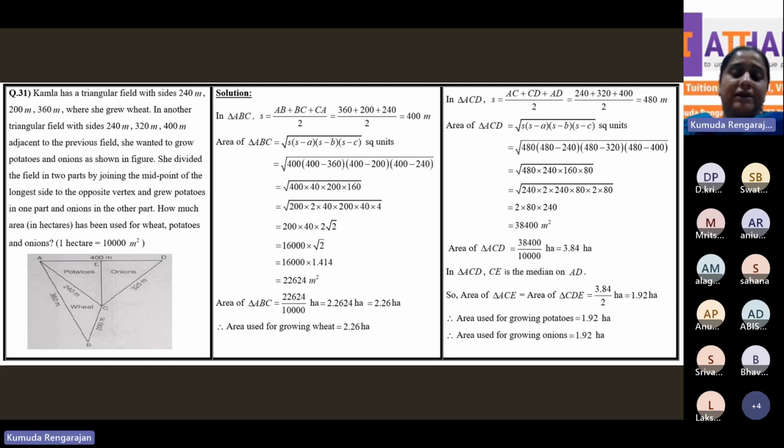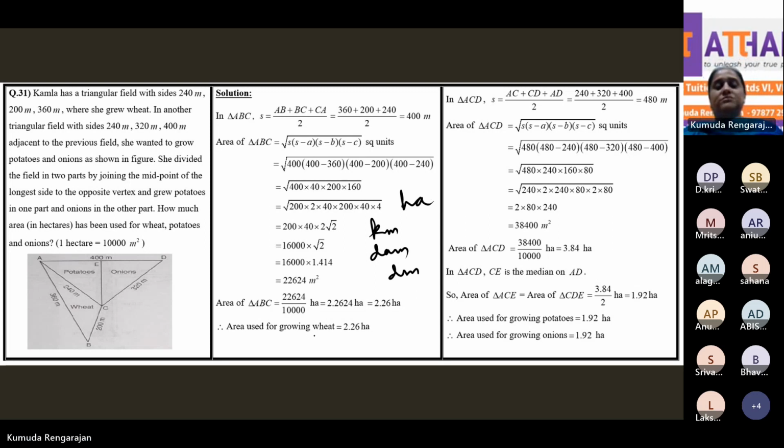HA is short for hectare. Like for kilometer, you write KM. For decameter, you write this. For decimeter, you write this. For hectares, it is HA. Don't think it's a spelling mistake. Hectare, short form HA, like kilometer, KM.